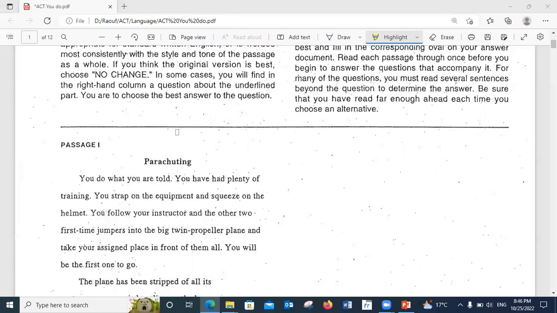Is this test considered hard or easy? I wouldn't say it's easy or hard. It's an average level of the ACT levels because it's a real ACT. Actually, it's a real exam. It's not a practice test, it's a real test.